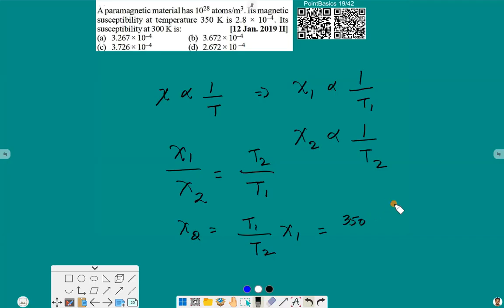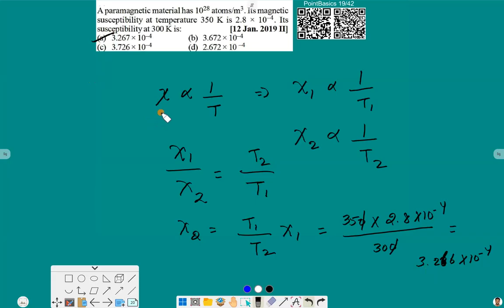and our Xi1 is equal to 2.8 into 10 raised to power minus 4 and T2 is 300. Solving these, we will get 3.226 into 10 raised to power minus 4, 266, sorry. And that resembles with option A.